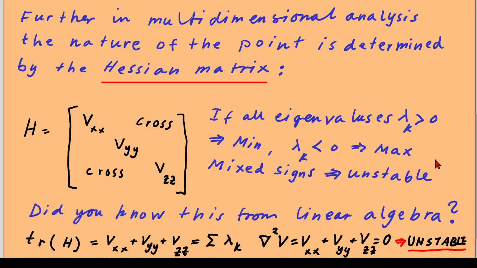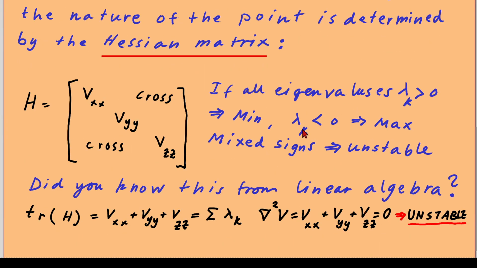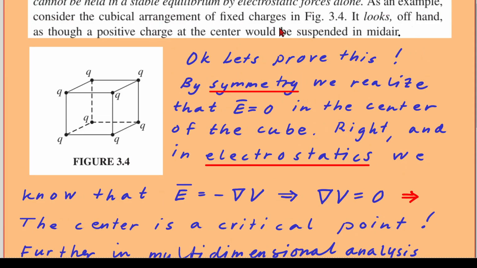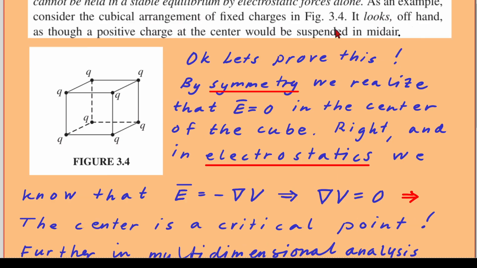A small perturbation in the position of the charges at the corners would make a charge over here just fall off. So just because F equals zero, it doesn't mean that it will be able to stay there. And that is exactly what this theorem, Earnshaw's theorem, is saying: that it can't be held stable by electric forces alone.